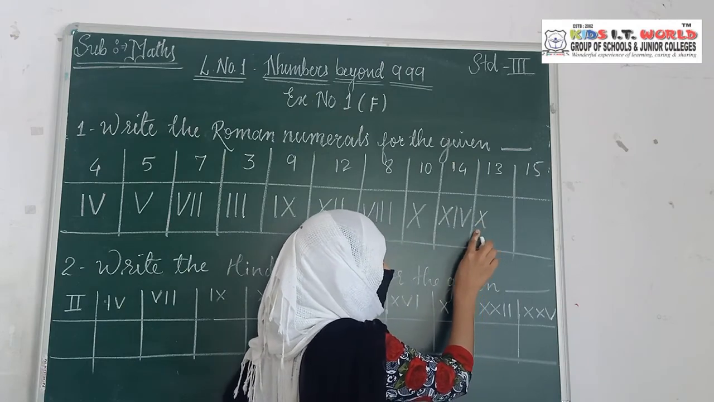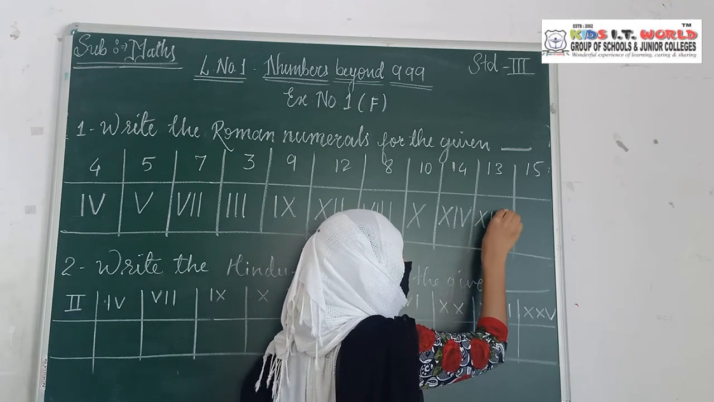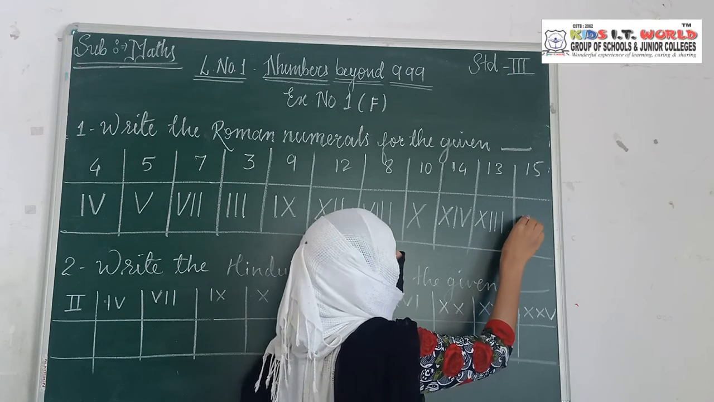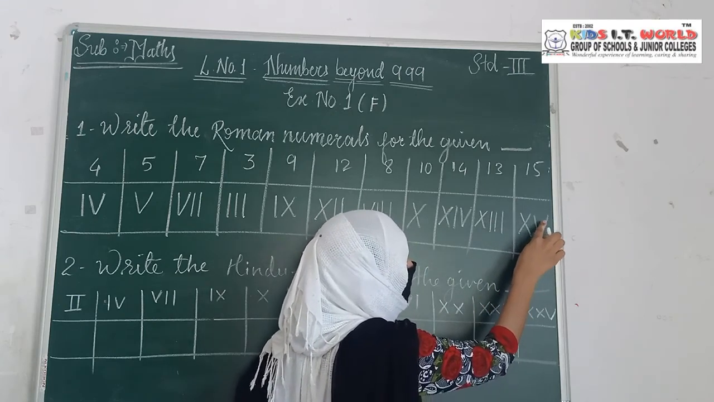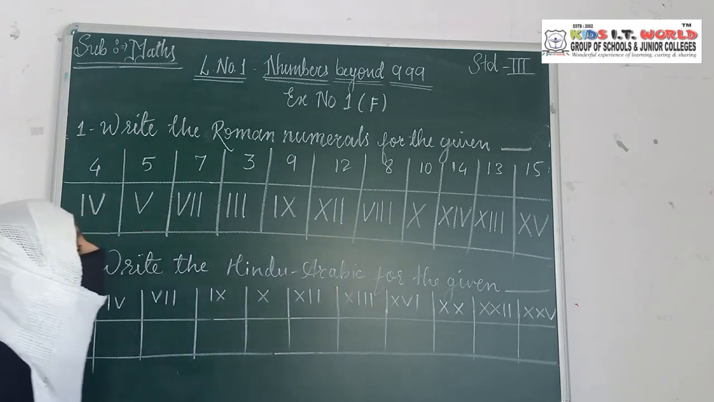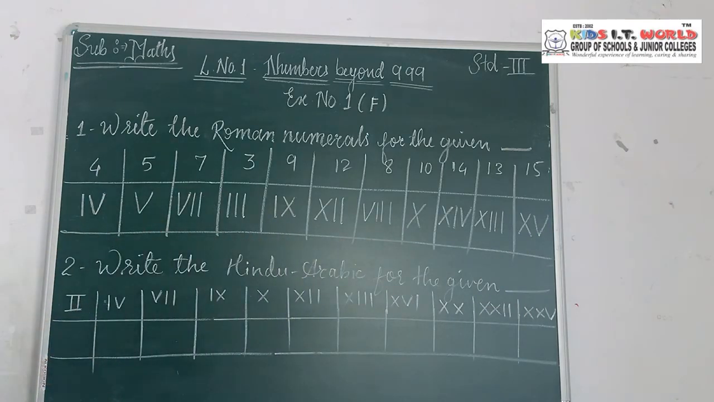So X stands for the tens. 1, 2, 3. This is 30 and X, V. X for the tens, V for the 5. This is all about how to convert the Roman numerals into the Hindu Arabic. Now question 2 is write the Hindu Arabic for the given Roman numerals. In the first question we converted the numbers into the Roman numerals, and here the Roman numerals are given to you. You have to convert them into the Hindu Arabic form.